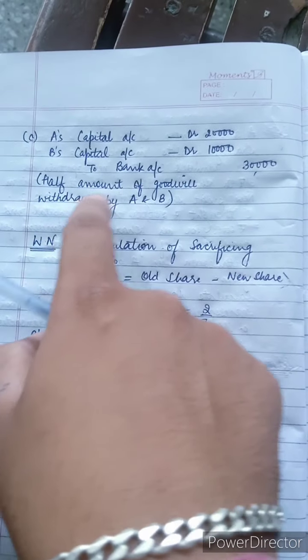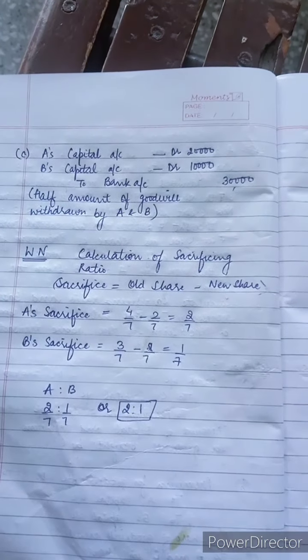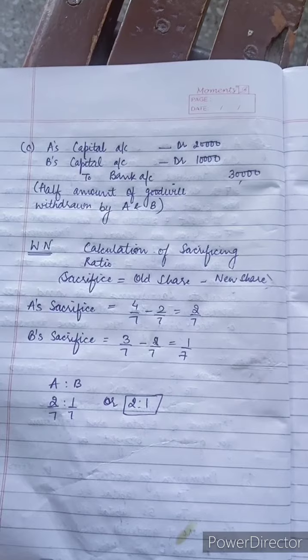amount of the goodwill withdrawn by A and B. This is the overall journal entries of goodwill.